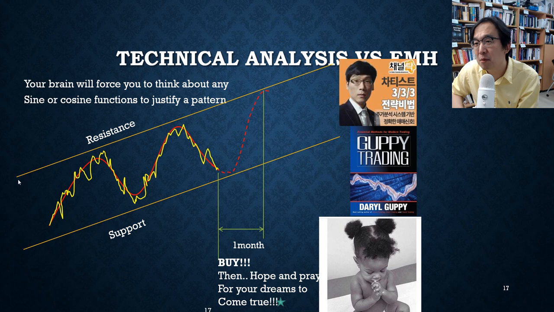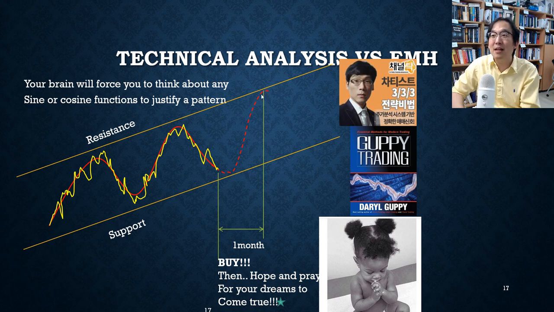And there seems to be some resistance line over there above which the price never goes up. Okay, now we are here close to that support line. Oh, so if I buy it right now, maybe in 1 month, it's going to go to that resistance line. Then I will sell it. So I'm going to buy low and sell high.